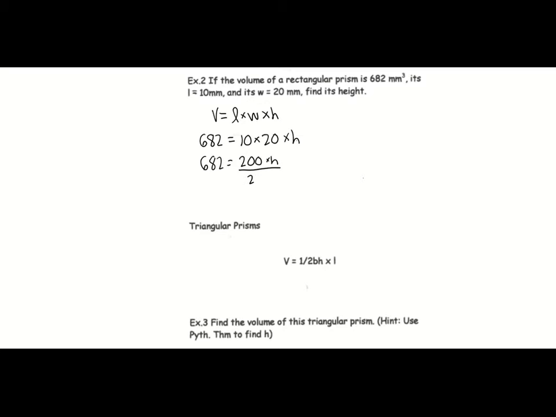Get rid of that 200 to get our h by itself. We can divide both sides by 200. And we are left with 41 millimeters is equal to h.